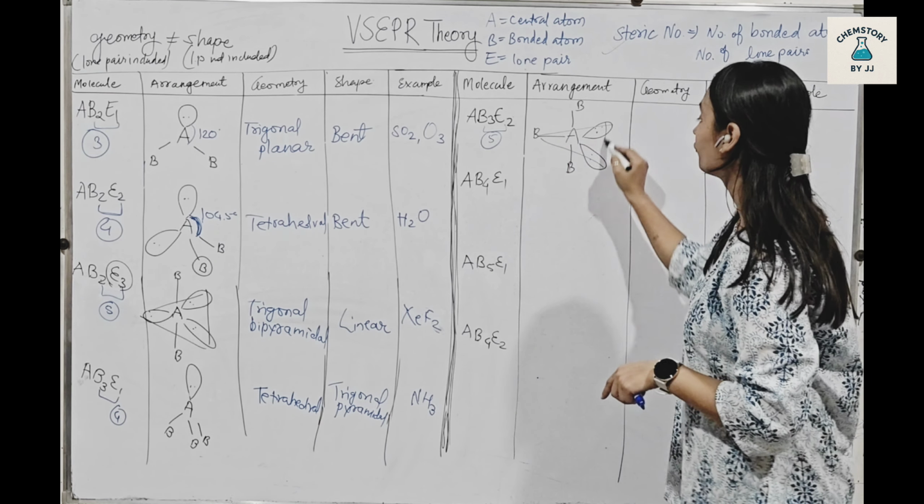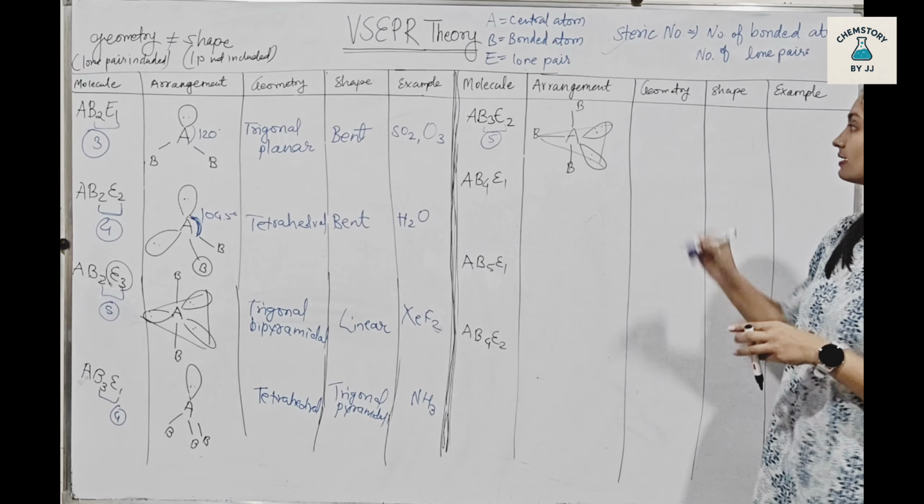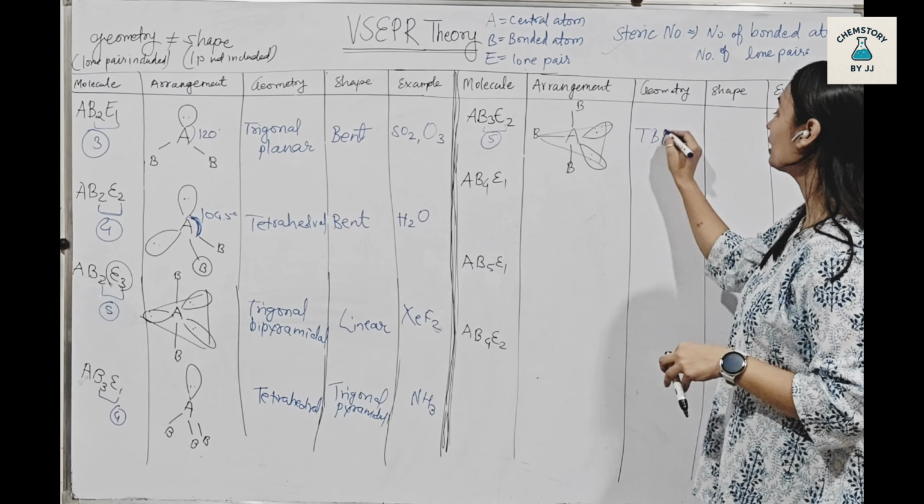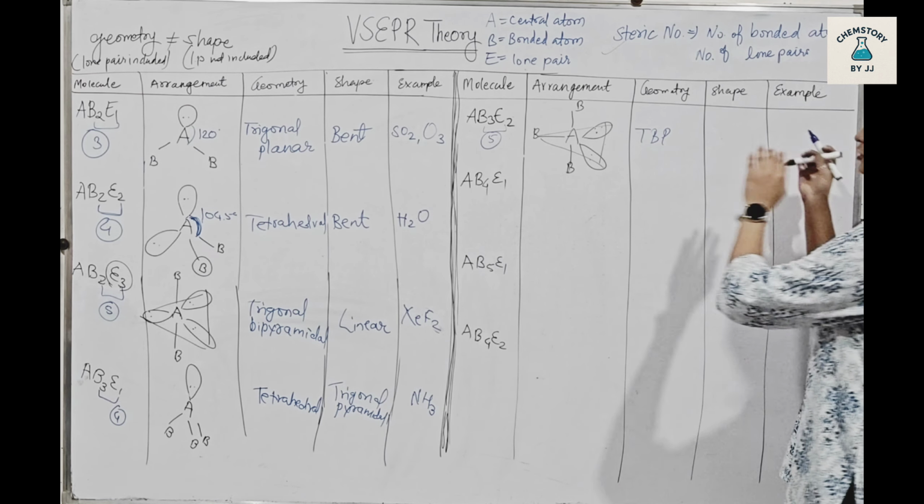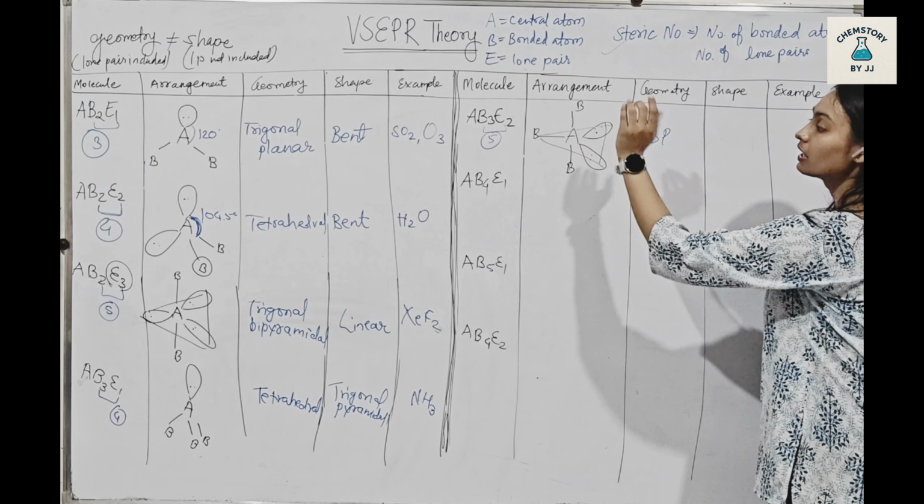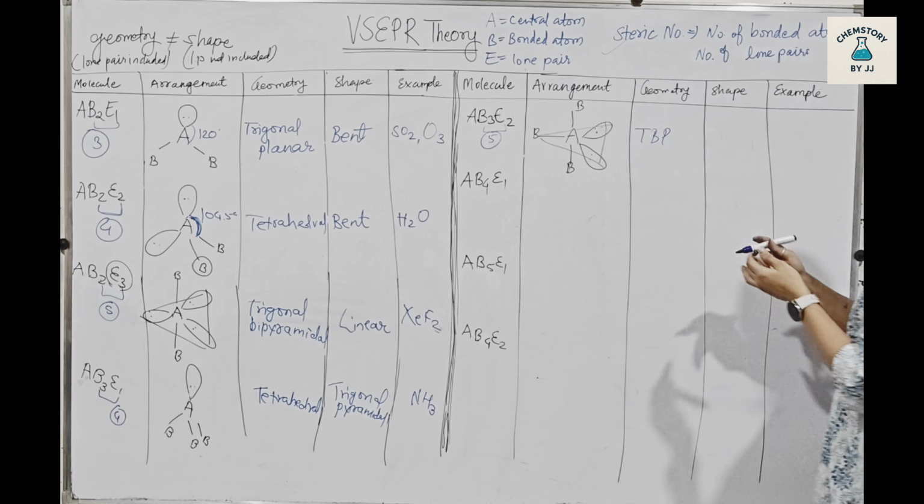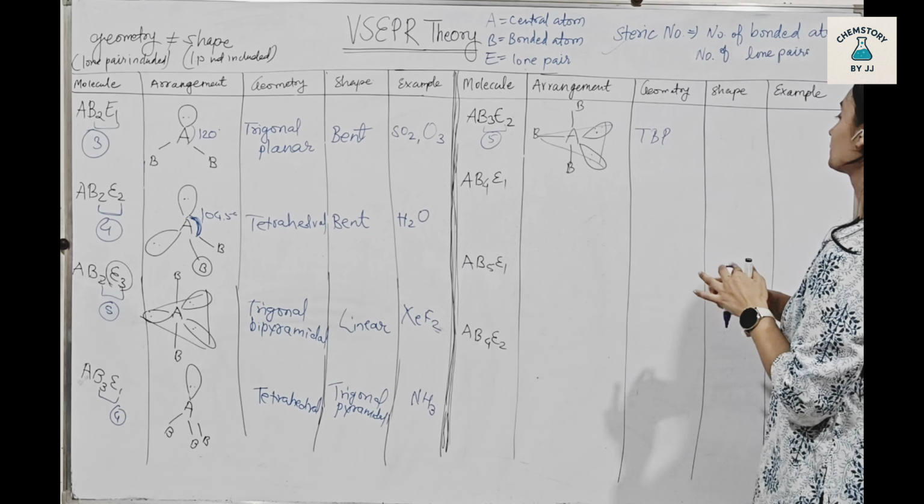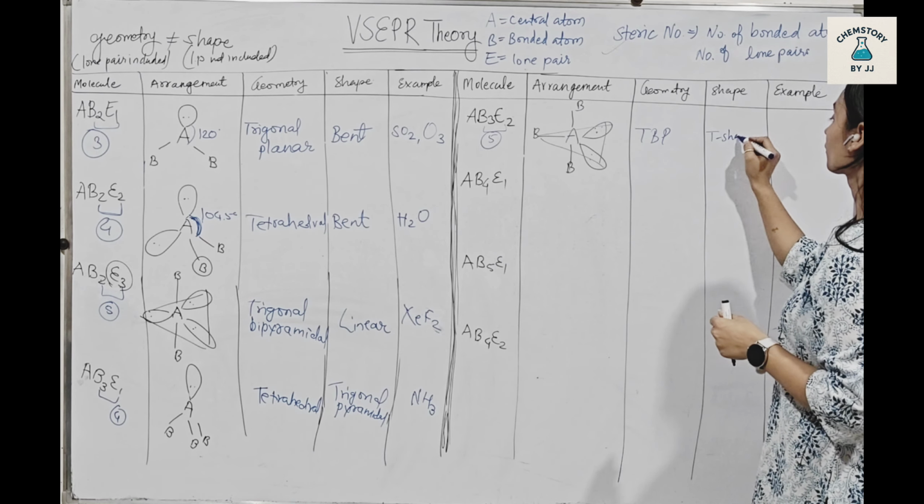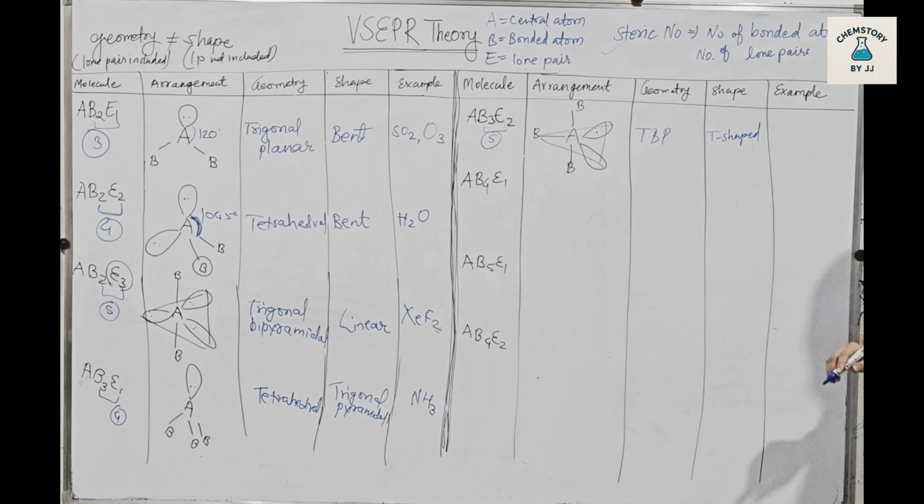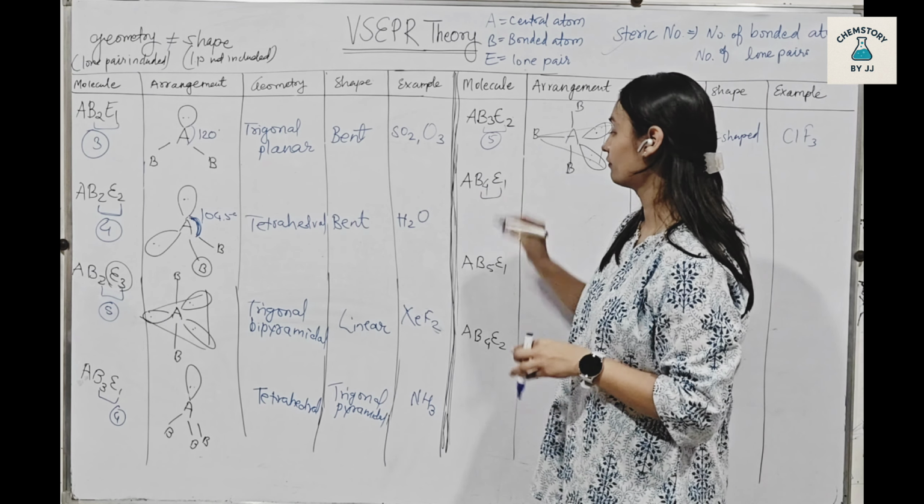This is obviously, we know what kind of geometry it is. It is trigonal bipyramidal. But with the shape, we are going to remove it, right? The shape is T shape. This is known as T shape. The example for it is ClF3, right? It's the AB4E1.